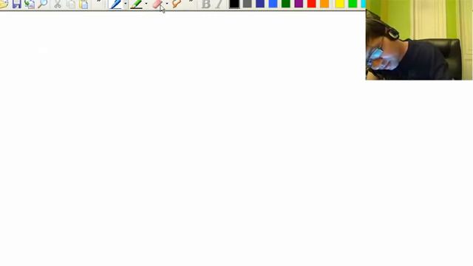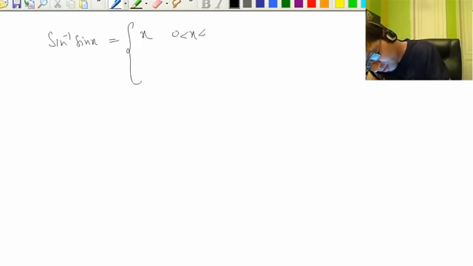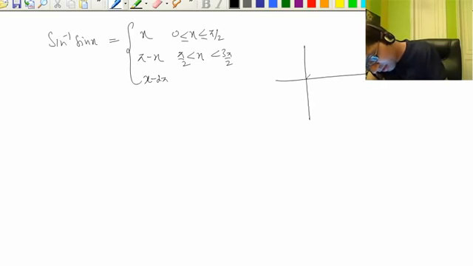That is, sin inverse sin x equal to x when x is from 0 to pi by 2, pi minus x from pi by 2 to 3 pi by 2, right, and then x minus 2 pi from 3 pi by 2 to 2 pi. It's like this: x, pi minus x, and x minus 2 pi. The equal to sign you can put anywhere, doesn't matter.